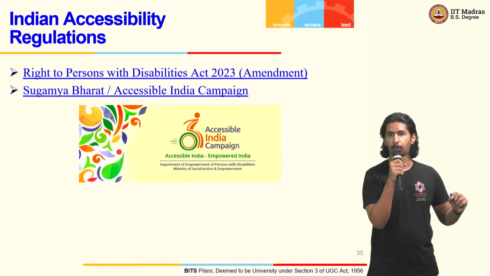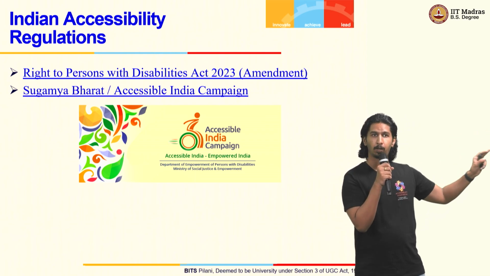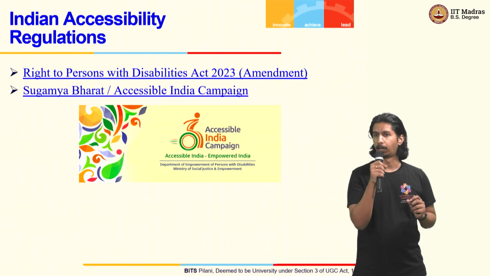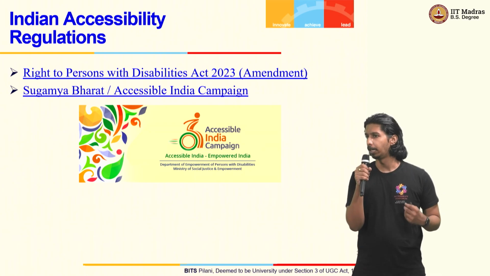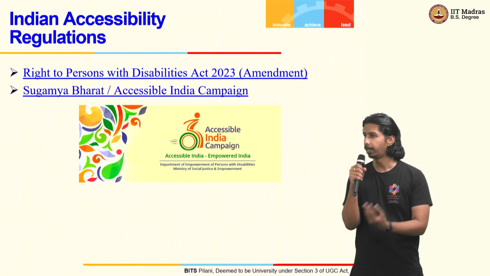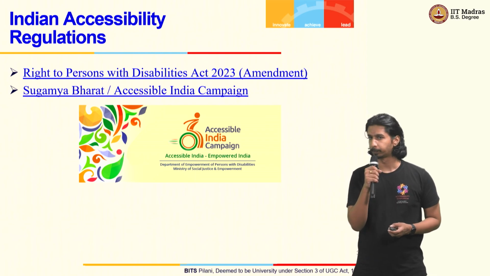So the law that protects or talks about accessibility is the RPD Act. The second one is not a law, Sugamya Bharat or accessibility campaign is more of an awareness program, right? Where across the country in India, we want to first make people aware about accessibility.